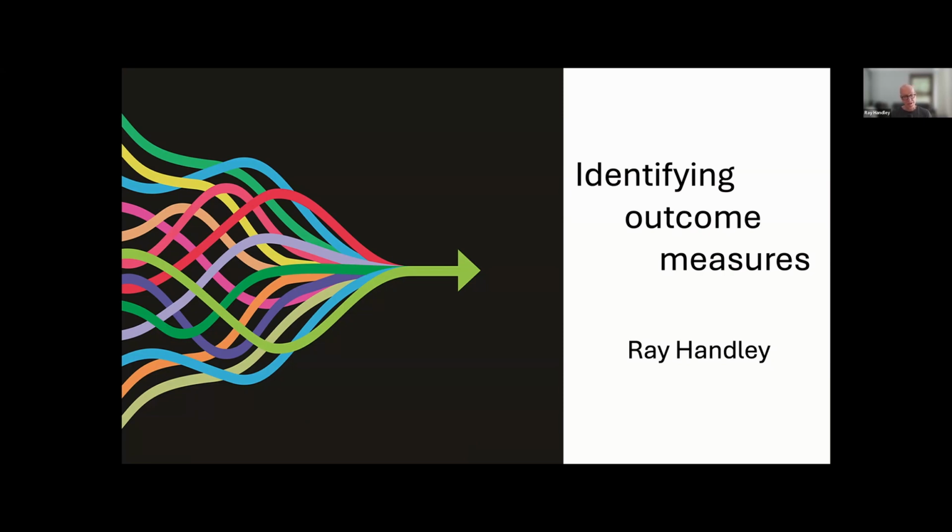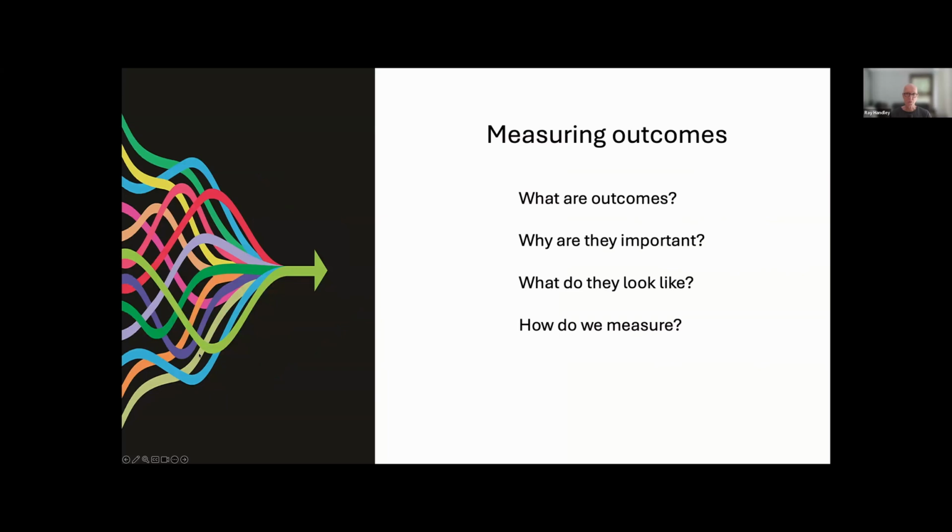Now I'm going to keep this video pretty informal and try to make it as clear and simple as possible when looking at this important part of the process of developing interventions. So what we'll look at is just what are outcomes, why are they important, what they look like, and how do we measure them. So as I say, pretty straightforward.